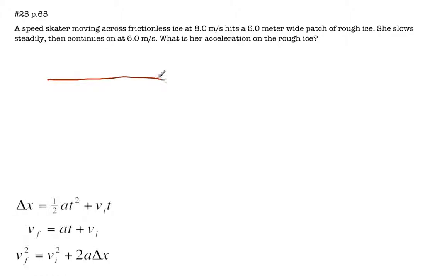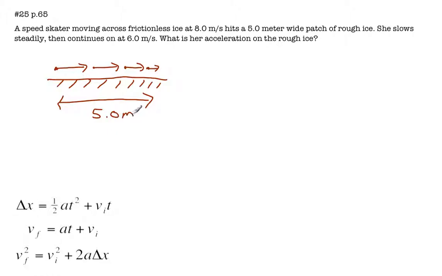So when the skater reaches this patch of rough ice, she starts with some velocity, and then gets slower. So this could be a motion map of the process. This patch of ice, the total length from here to here is 5.0 meters. We know the initial velocity was 8.0 meters per second when she hit the patch of ice. The last velocity upon leaving the patch of ice we'll call v final, and that's 6.0 meters per second. And we need to find the acceleration.